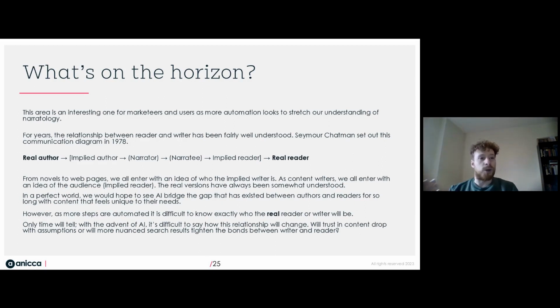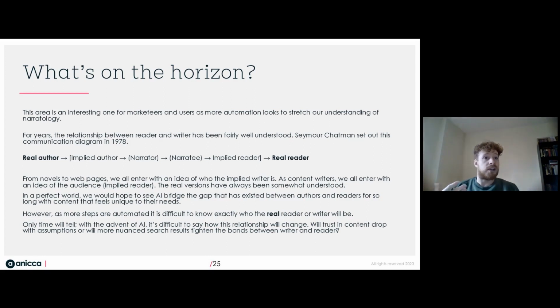So in a perfect world, we would hope to see AI bridge this gap as it learns more about how we speak and how we communicate. Hopefully, AI tools could find a way to help me understand what my reader is looking for, and alternatively, help readers find the information they need through better optimized content, more nuanced content, and content that's more specialized to them.